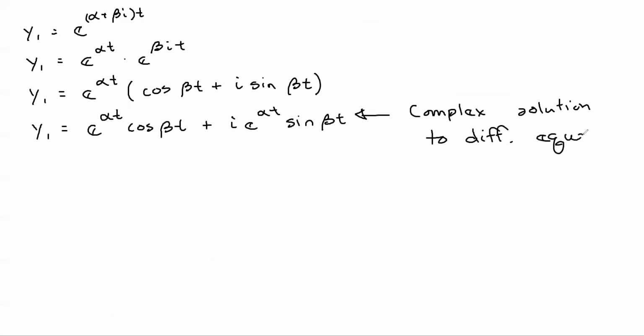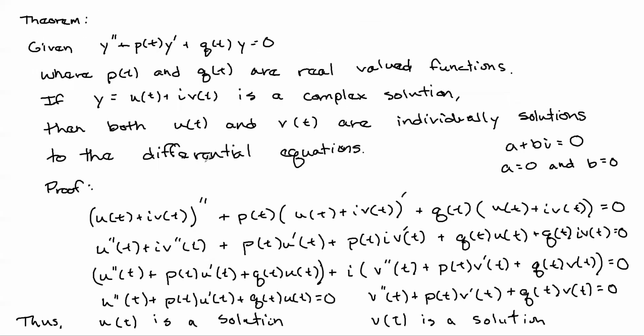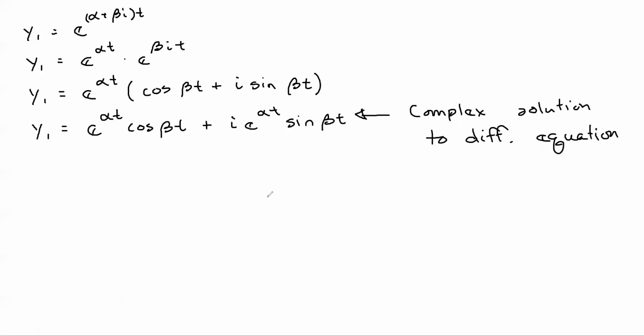Right, well, we went through and we proved that if you have a complex solution to the differential equation, then both the real and the imaginary part are also solutions. So we have a real part and an imaginary part, and thus each one individually is a solution. So we're just going to split this up and say y1 is e to the alpha t cosine beta t, and then y2 equals e to the alpha t sine beta t. We can effectively just get rid of the i here and say that we've got these two solutions.